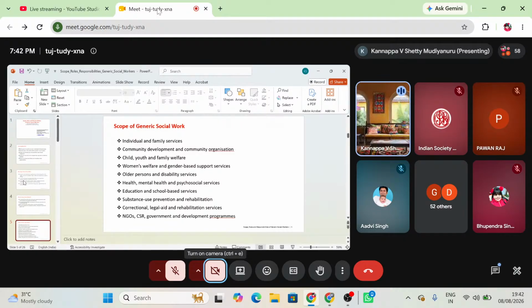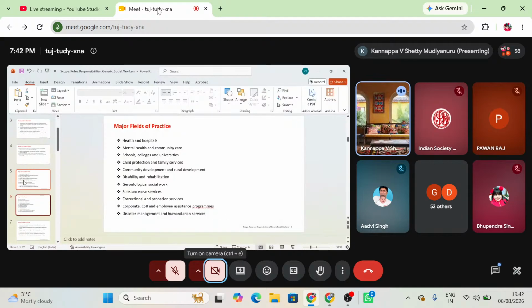and nowadays there is a lot of scope for social workers, even environmental related services, and major field for practice, especially for generic social workers: health and hospitals, mental health, community care, schools, colleges, universities, child protection, family services, community development and rural development, disability rehabilitation, gerontological social work, substance use services, correction and probationary services, corporate CSR, employee assistance programs, disaster management and humanitarian services.